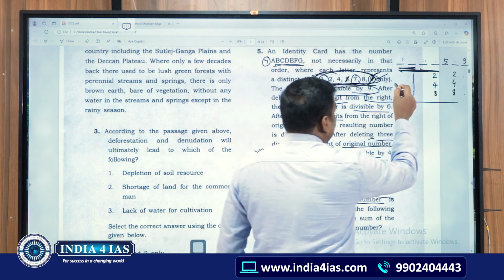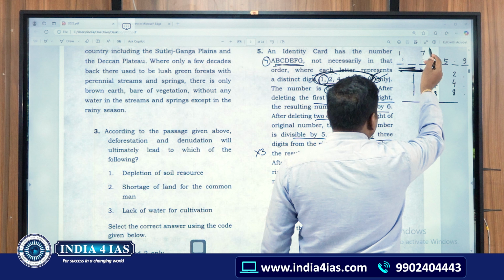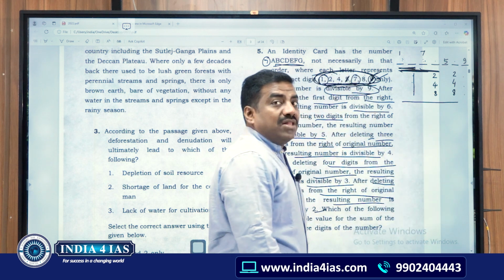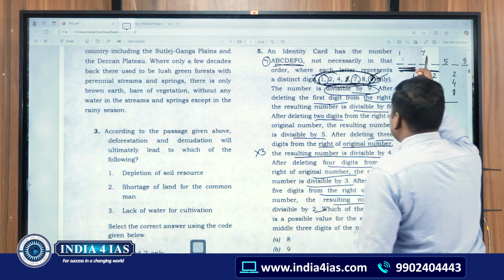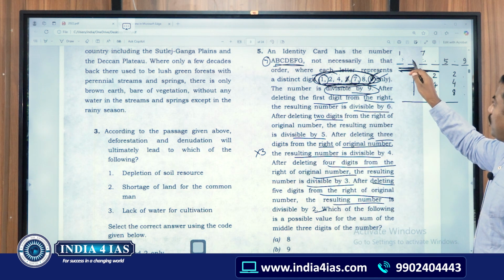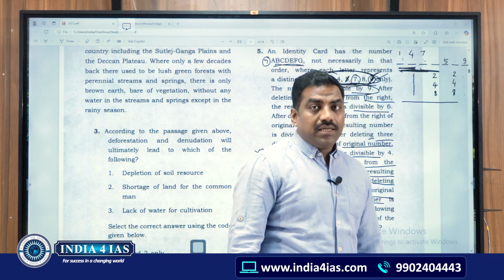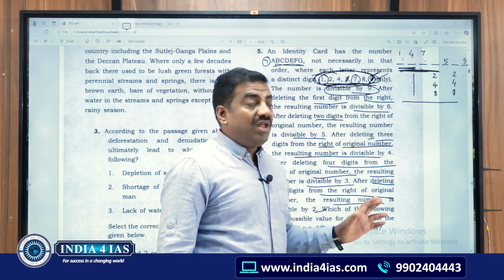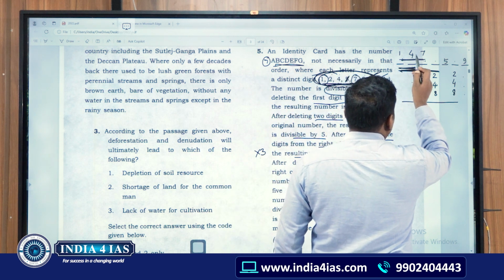And what about the middle number? If it is 1 and 7, what will be the middle number? This entire number should be divisible by 3. So 1 plus 7 is 8. If you put 4 here, then only it is divisible by 3. 1, 4, 7, total is 12. So among 2, 4, 8, only 4 can come here. So 1 is done, 4 is done and 7 is done.